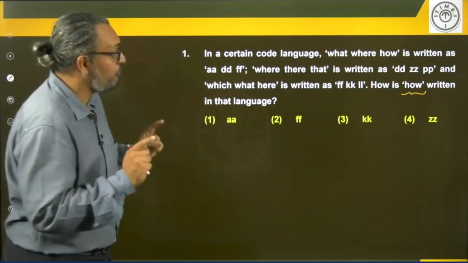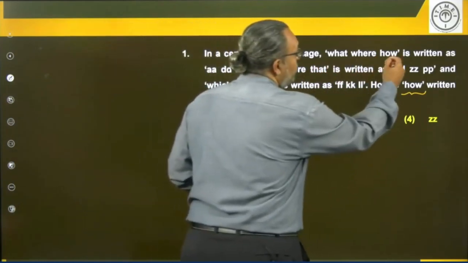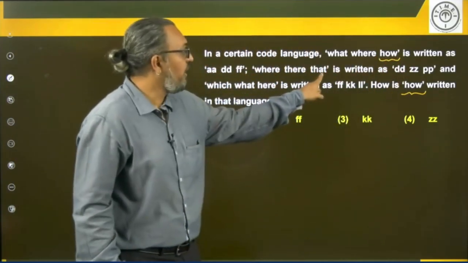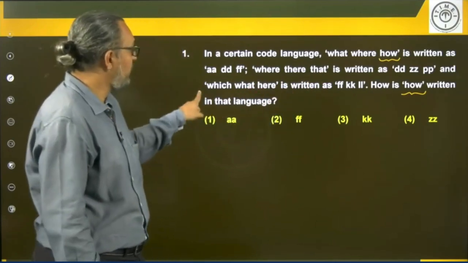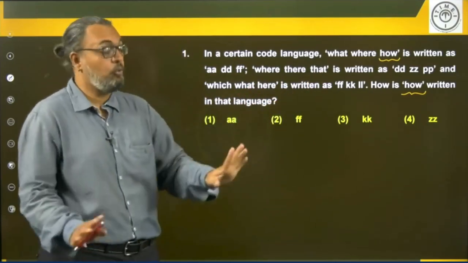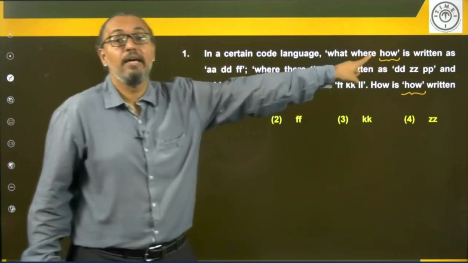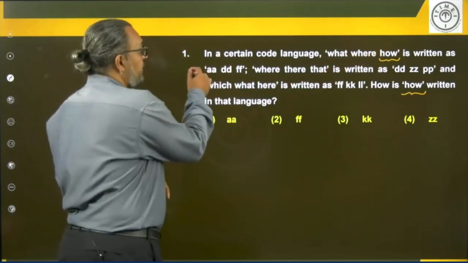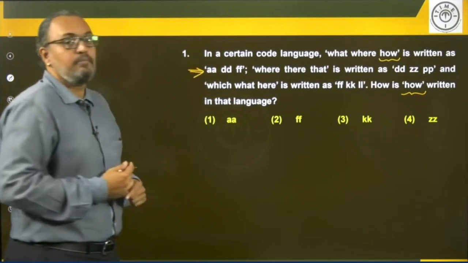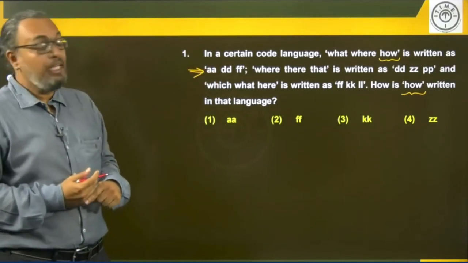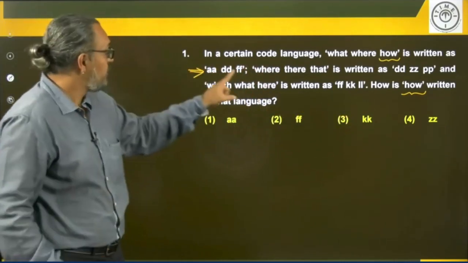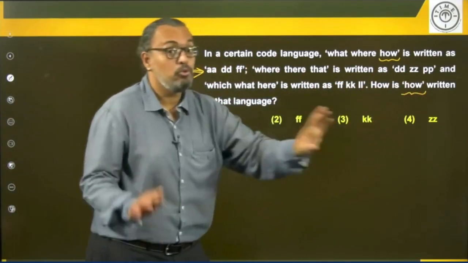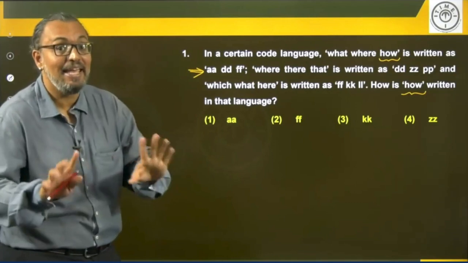Now, if you observe carefully, see, the word how is available here. Do I have the word how available here? Where, there, that? No. Do I have the word how available here? Which, what here? No. That means how is available only there. That means a code should be available only here. AADDFF. Now check through the codes. See, you have AA. Do I have AA here? No. Do I have AA here? No. So that means most likely my answer is AA.